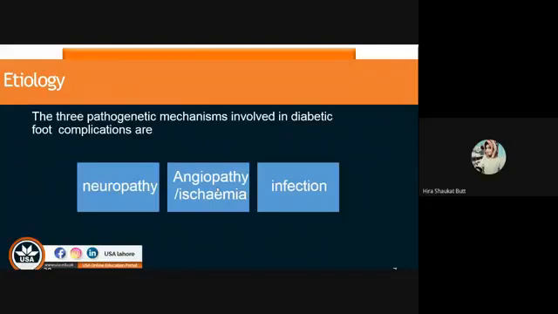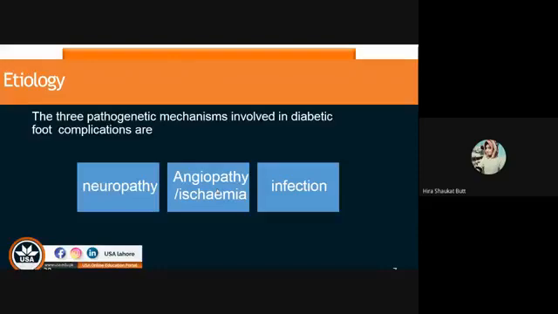Next, there can be ischemic changes. There can be some angiopathic factors, where poor blood supply leads to poor healing of the wound, and poor healing of the wound can prolong the chronicity of the wound. Eventually it can lead to ulcer formation if you don't take care of your wound very well.